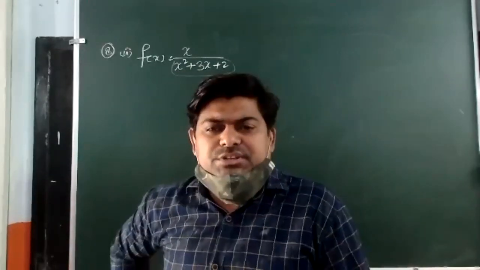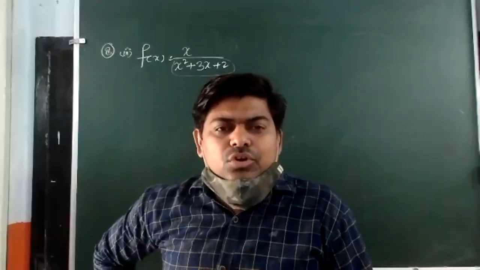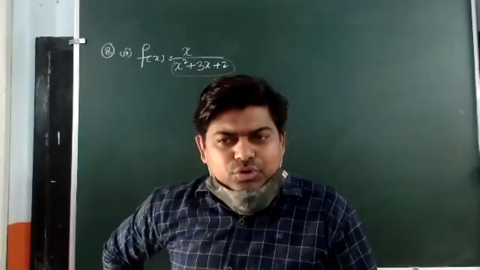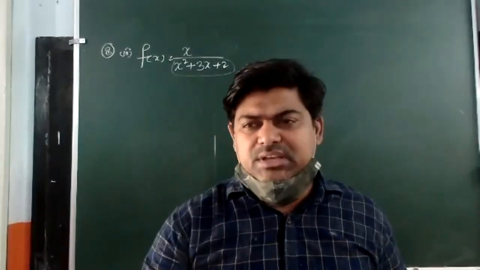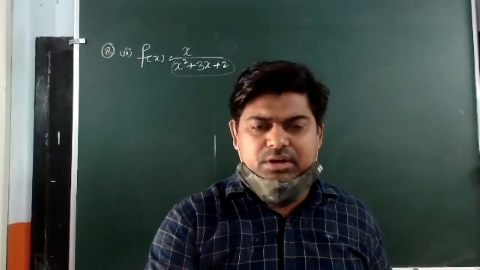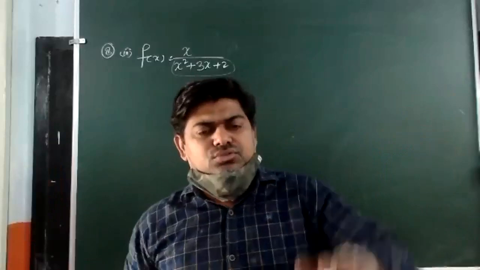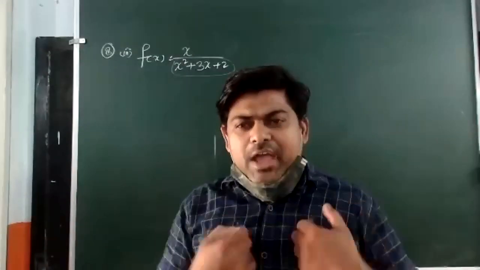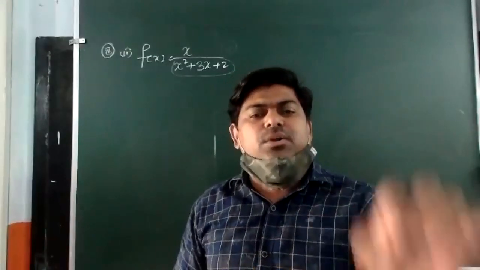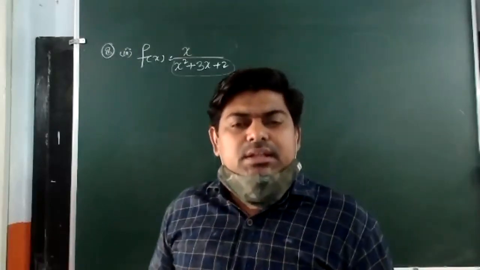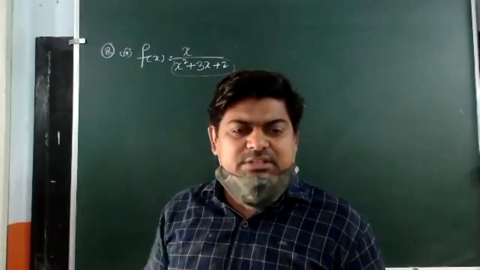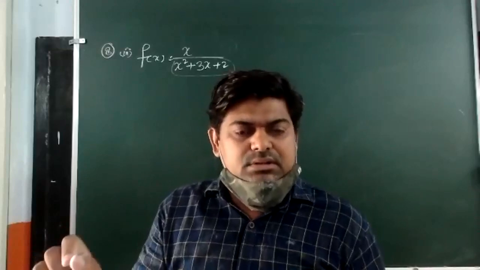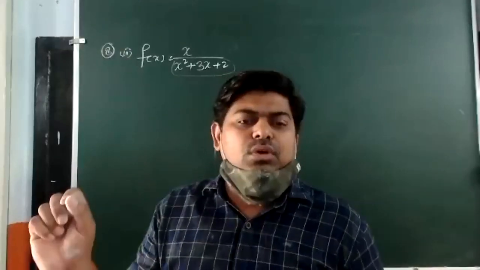Yeah, I was discussing that domain. So domain means what? All the values of x for which this function is defined. I told you only one thing. If we are having a function in this form, a fraction is there. A fraction will be defined if that denominator is not equal to 0. So what I have to do? I have to find the value of x for which this denominator is equal to 0. Except this value, that function is defined for each and every value of x.